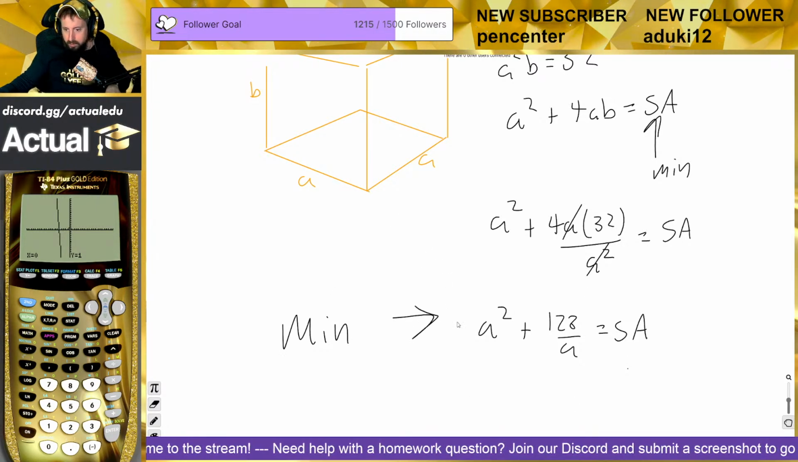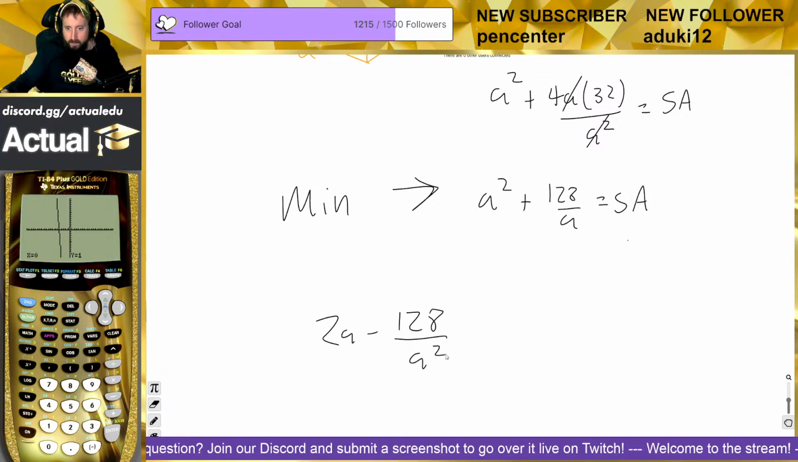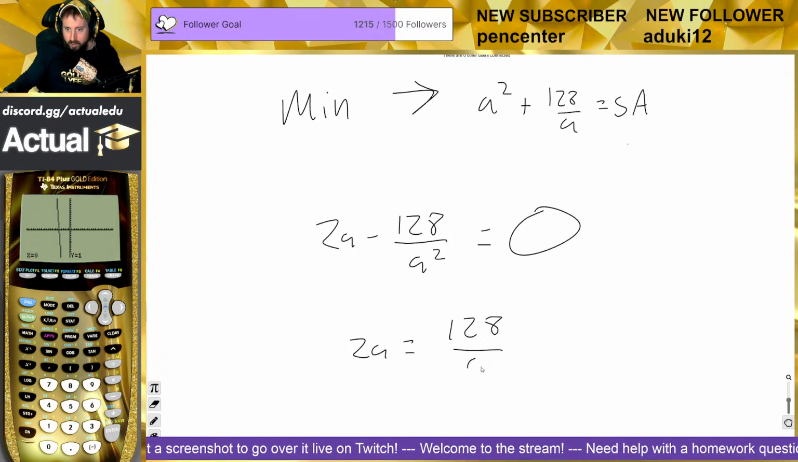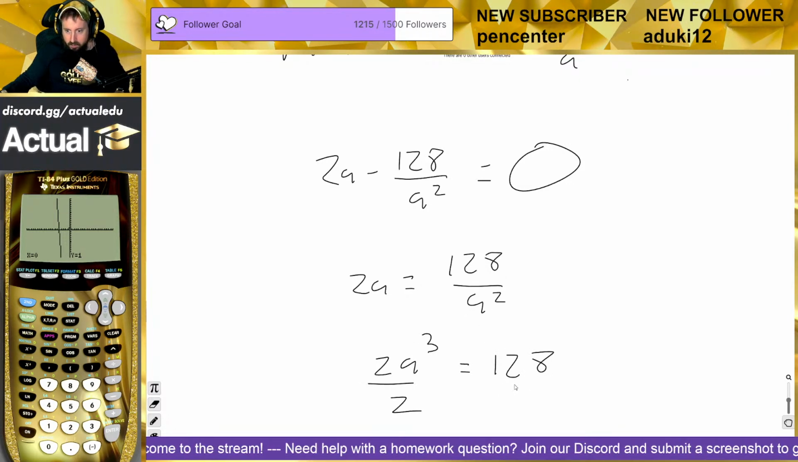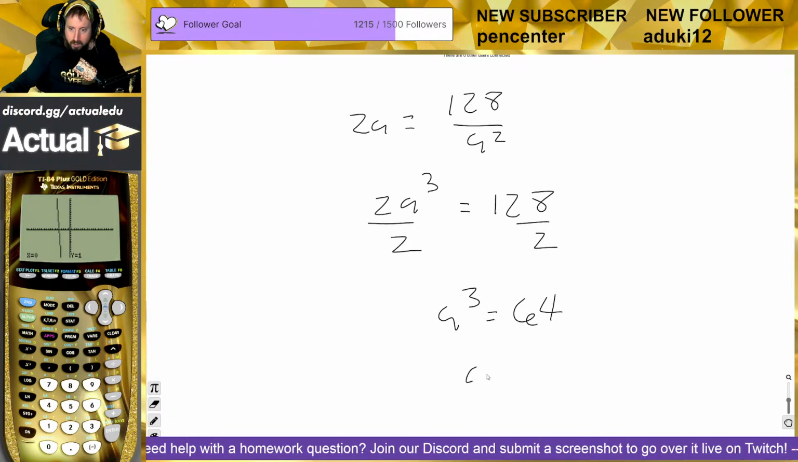Okay. I can do the derivative of this. Let's just do it. All right, fine. The derivative of this is going to be 2A minus 128 over A squared. And you want that to be equal to 0. Okay. So if I put that in, I get 2A is equal to 128 over A squared. Let's multiply that through. 2A to the third is equal to 128. Divide by 2. A cubed is equal to 64. A is equal to 4.